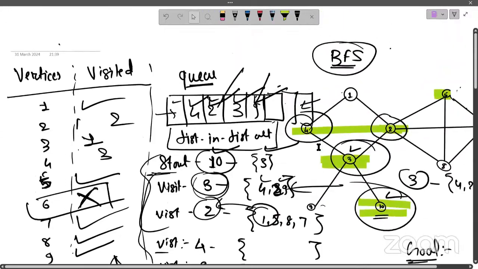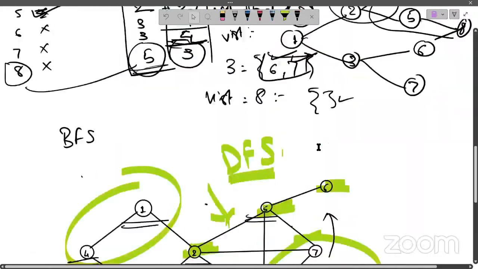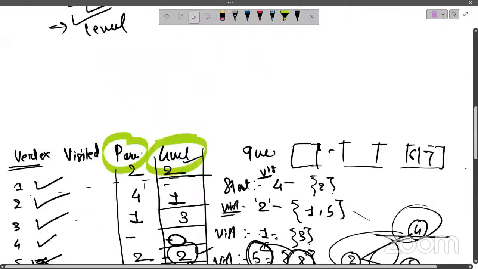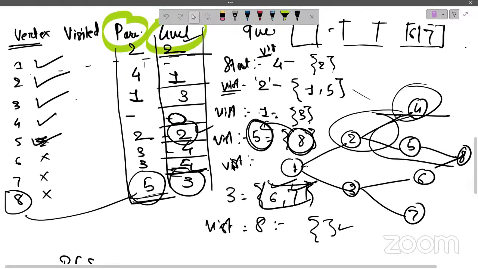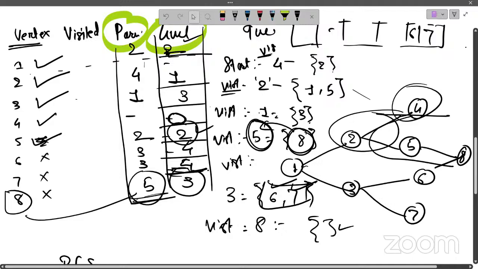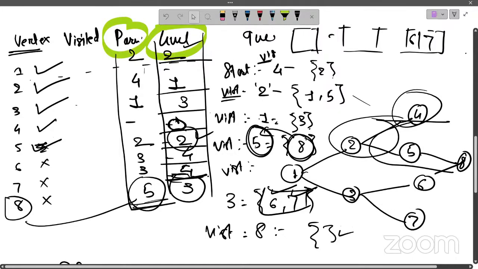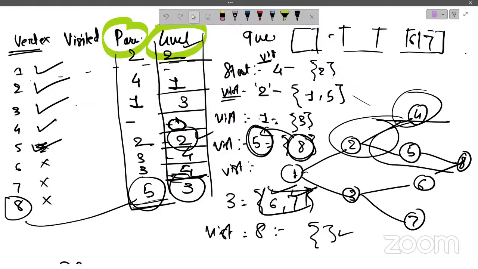Any doubt? Regarding the parent and level thing, you understood, right? Yeah, ma'am. How will this be used in a real-life problem? Yeah, in real life there are so many.